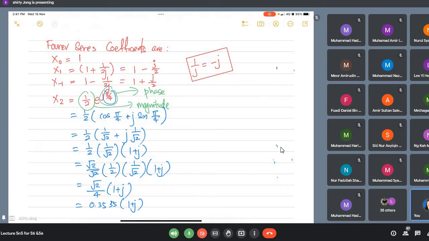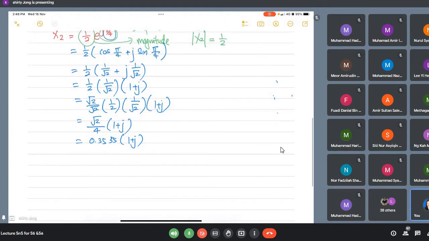And magnitude, okay, if I want to write here, magnitude is 1 over 4. Magnitude is 1 over half, but the phase of the x2 is 45 degree directly without change to the complex number. Also you can get it directly.